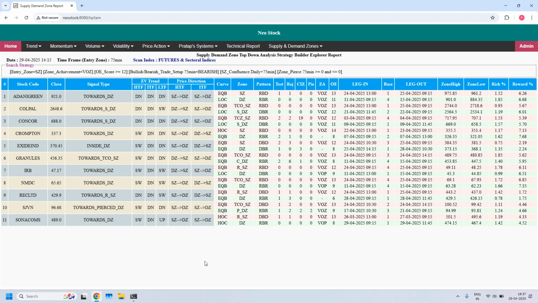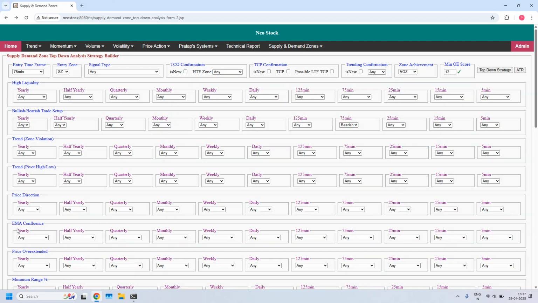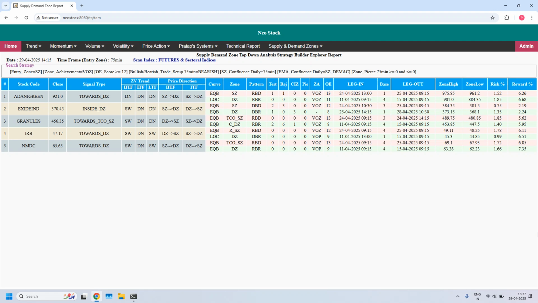So let's filter based on the daily supply zone having daily EMA confluence. Daily supply zone with daily EMA confluence. With this filter, the list comes down to 5 stocks from 11. So these 5 75-minute supply zones have an even higher probability of success. Maybe that is the reason why, see, already some of the supply zones are tested.